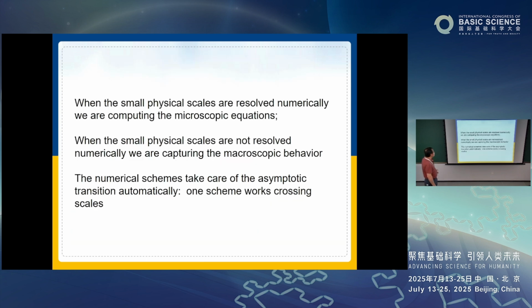All right. So basically, that's the way you can do it. When small physical scales are resolved numerically, if your mesh size is small enough, you are computing the microscopic equations. But otherwise, if the mesh size is too coarse, then you hope you can capture the macroscopic behavior. That will be enough. Okay. And the numerical scheme does this automatically. You don't have an artificial switch between one solver and another solver, a Boltzmann solver and a Navier-Stokes solver. You don't have to artificially connect the solvers. Just one solver, which takes care of both regimes.